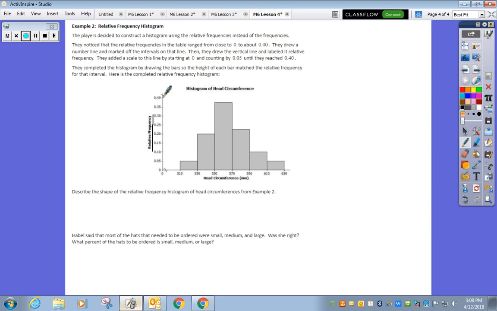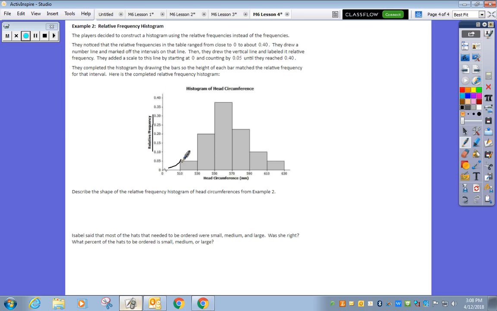They completed the histogram by drawing the bars so that the height of each bar matches the relative frequency for that interval. Here is the completed relative frequency histogram. They've already done all of that work for us. They just want us to answer some questions based on that information. It's asking us to describe the shape of the relative frequency histogram of head circumferences from example 2.